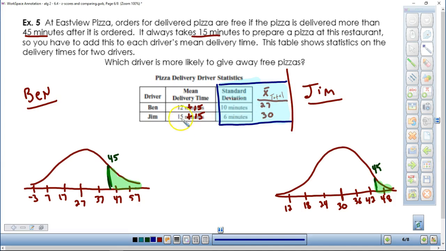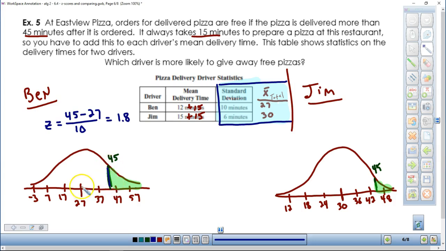So for Ben, I want to know how many standard deviations above the mean he is for him to deliver a pizza in a manner that would cause it to be late. So we're going to say z equals 45. That's how long it takes for it to be late, minus his mean time of 27, divided by his standard deviation of 10. Subtract first, then divide by 10 to get 1.8. So he's going to be 1.8 standard deviations.